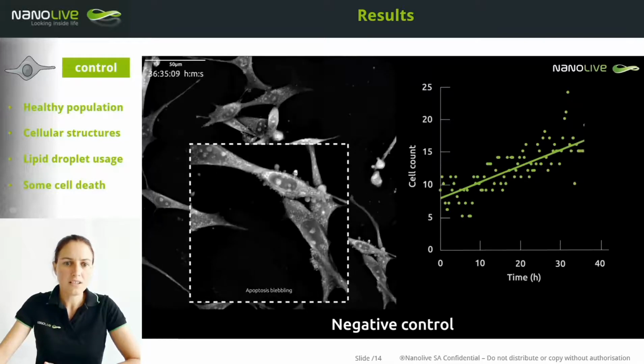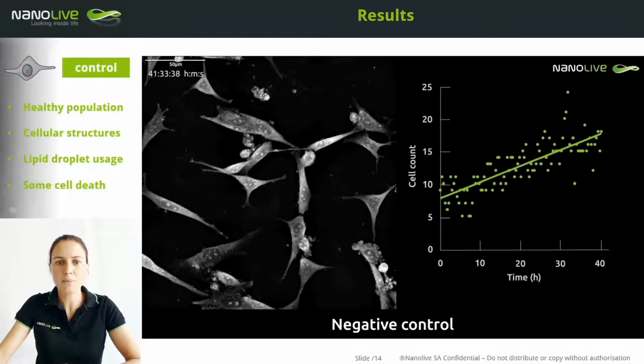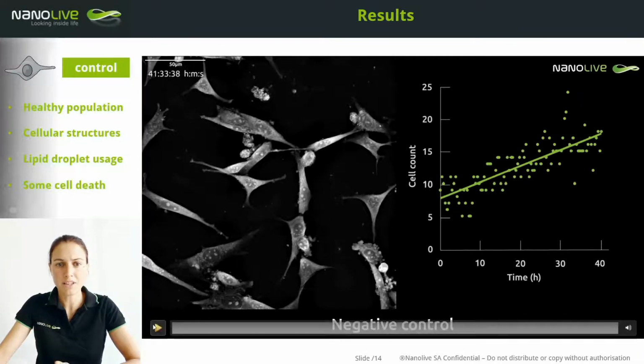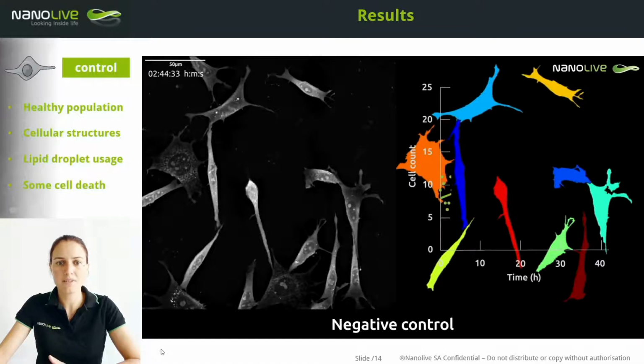One of the advantages of our technique is that it captures all of these dynamic details that would be missed without live, label-free imaging. And these are important details to note when we compare the response of cells to drug perturbation.